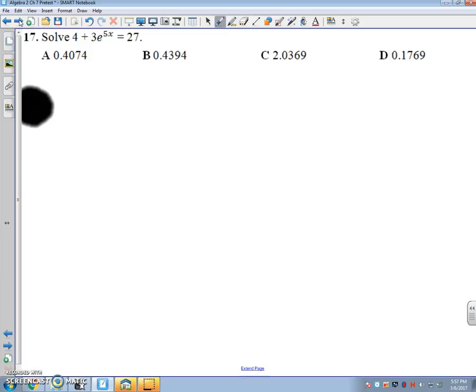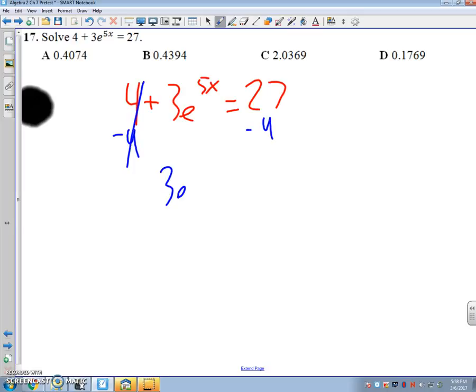Alright, solve this. Okay, we have 4 plus 3e to the 5x equals 27. I'm going to solve for the 5x. The exponent I've got to bring down by taking logarithms, but I can only do that if I have one thing on both sides. Let me subtract this 4 first. 3e to the 5x equals 23. Then I'm going to divide by 3, and I'll leave that right there. So I'm at e to the 5x equals this fraction.